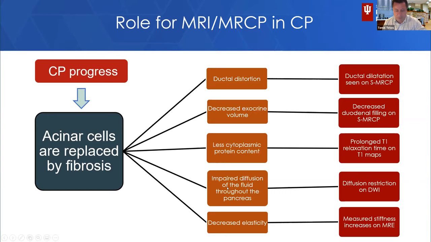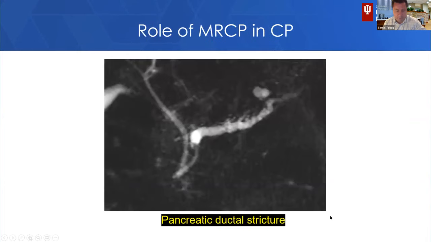And if there's an impaired diffusion of the fluid throughout the pancreas, we can detect that with diffusion restriction images, DWI. And if there's decreased elasticity due to fibrosis, we can measure that stiffness with MR elastography. But typically, since the Cambridge classification only looks at the pancreatic ducts, we do MRCP and we define the pancreatic ductal anatomy in MRCP. In this case, this is a pancreatic duct and common bile duct.